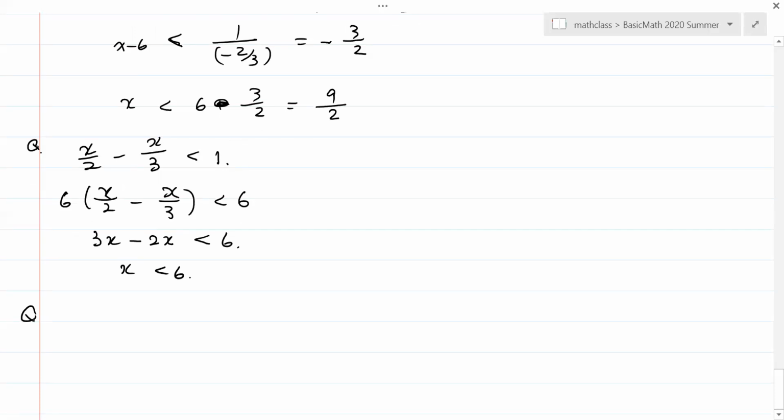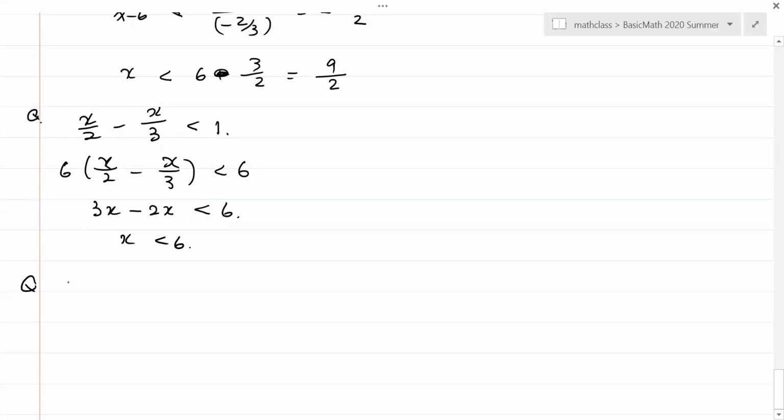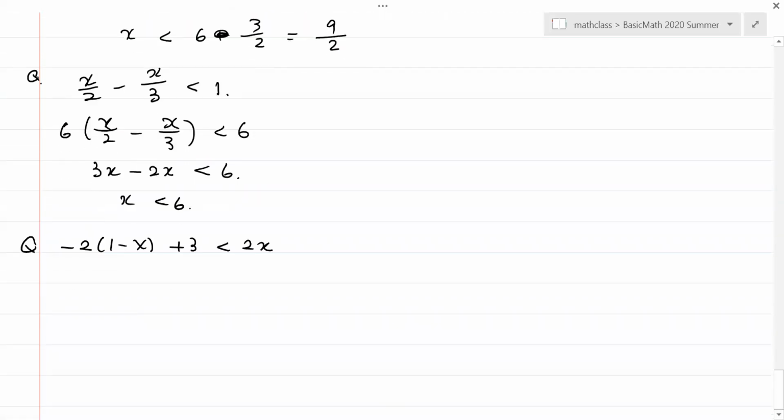Now, for the next problem, I have to give you a warning. Okay. This will be slightly different from other problems. The inequality itself is simple. Okay. But let's see what you can get, what you can conclude.